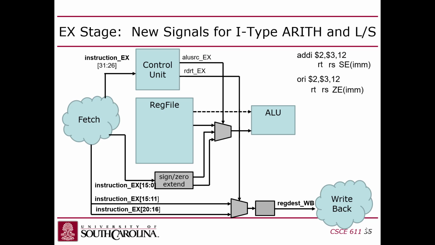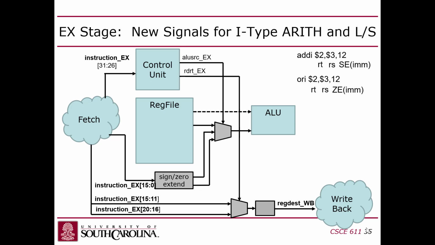Make sense? Because with an R-type, you always send the contents of 2 registers into the ALU, and with an I-type, it's 1 register and the immediate. So this mux here is giving you an option.